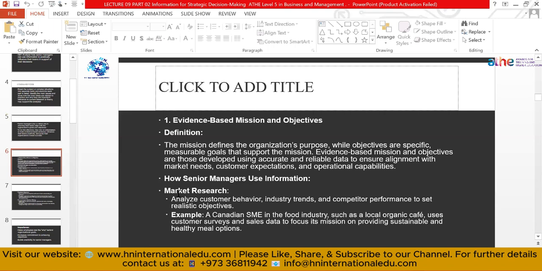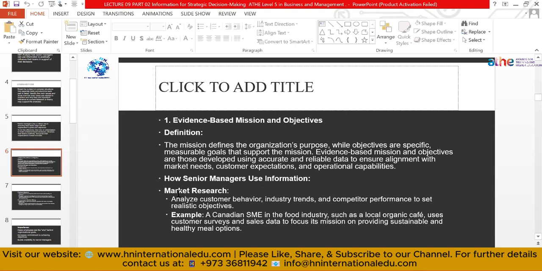In short, the objectives are according to the technique called SMART: specific, measurable, achievable, relevant, time-bound. And your mission is always the purpose, why you exist. Evidence-based mission and objectives are those developed using accurate and reliable data to ensure alignment with the market needs, consumer expectations, and operational capabilities. Obviously, even if an organization is there in an industry, there is a purpose of it, and it is demanded by the consumer, only then you are there.